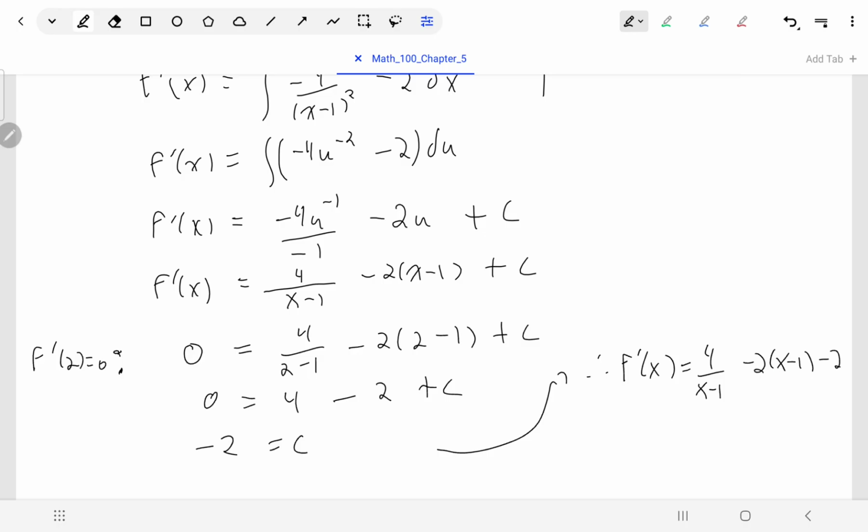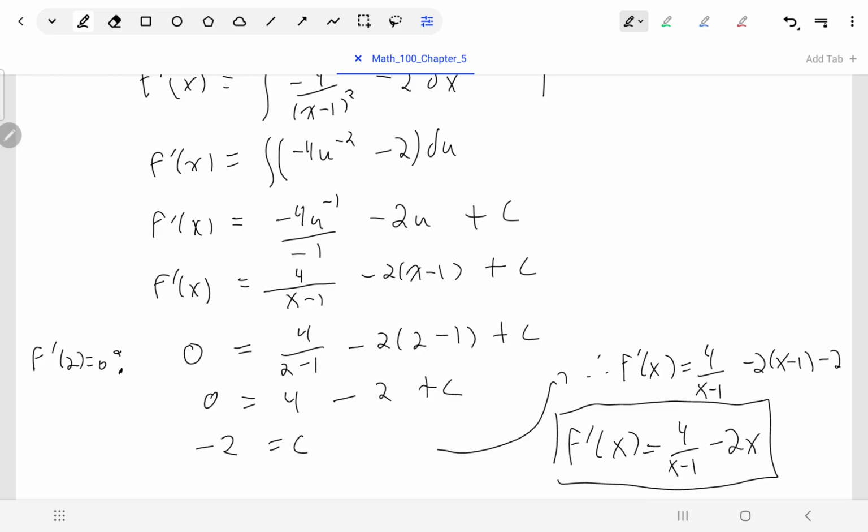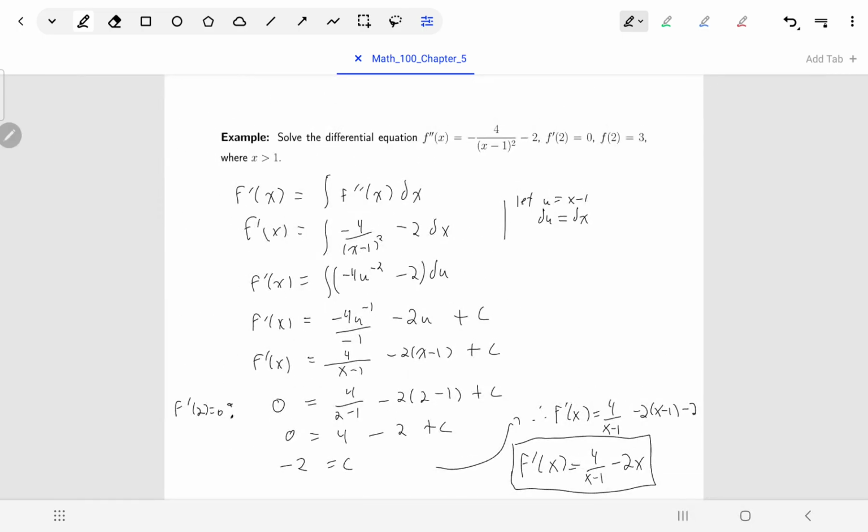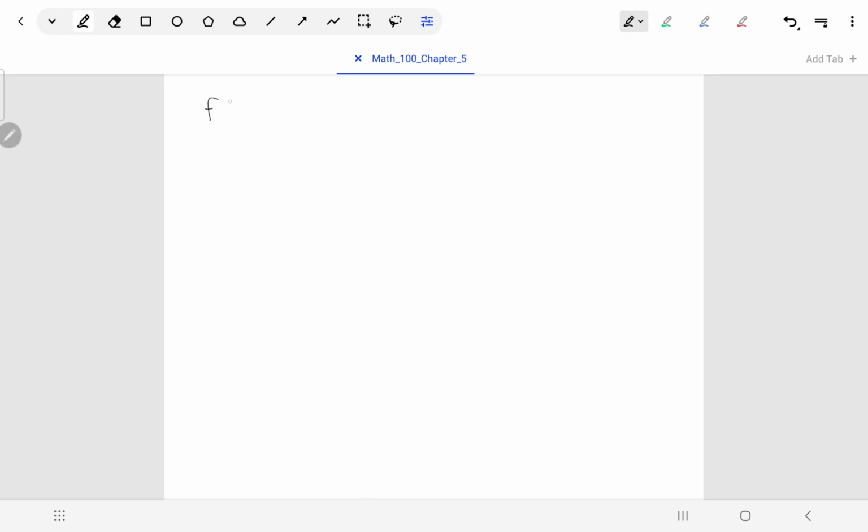So if I were to expand things, and I do intend to expand things a little bit further, I can say that you'll have minus 2x. You would have a plus 2 and a minus 2. So the plus 2 and the minus 2 would be gone, meaning that really this is the simplified version of what f prime is. So we now know what f prime is, and now we just need to do one more step to figure out what f is. So f prime, we said, was 4 over x minus 1 minus 2x. And if we wanted to find out what f is, f of x would be an antiderivative of that.